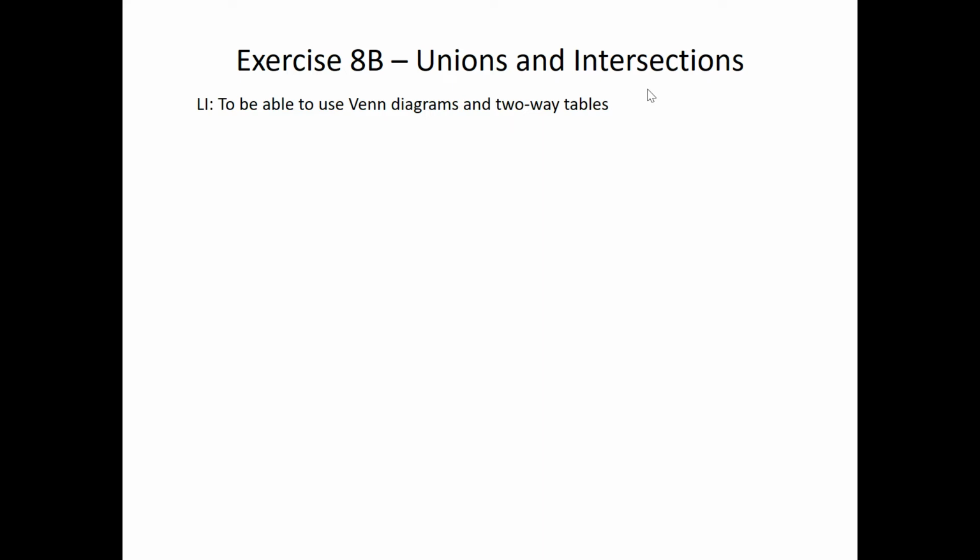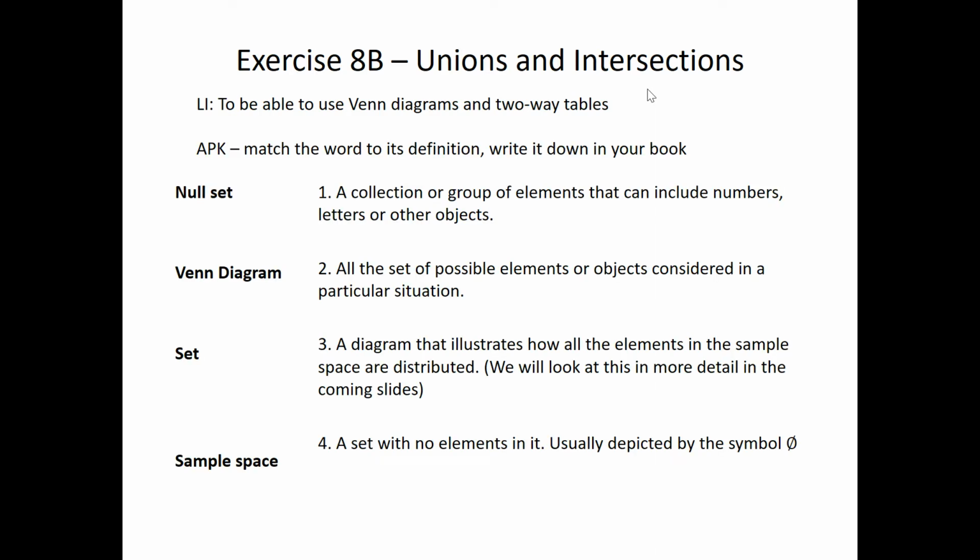To look at unions and intersections, we're going to use a couple of key diagrams, the Venn diagram and a two-way table. That really helps us get an understanding of what unions and intersections are. So to start off, here is your activate prior knowledge. We've got some words here: null set, Venn diagram, set, and sample space. You've got to match the word with the definition.